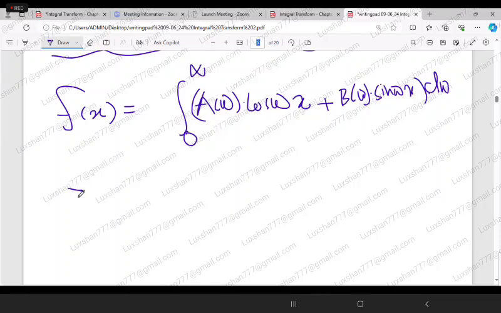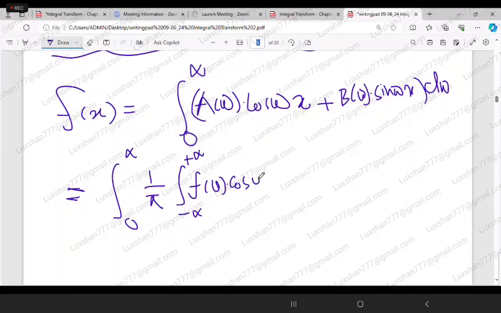Then this integral representation will become integral 0 to infinity. In the place of a(omega), I am going to put the thing that is 1 over pi, integration f(u), here minus infinity to plus infinity, then cos omega u du.